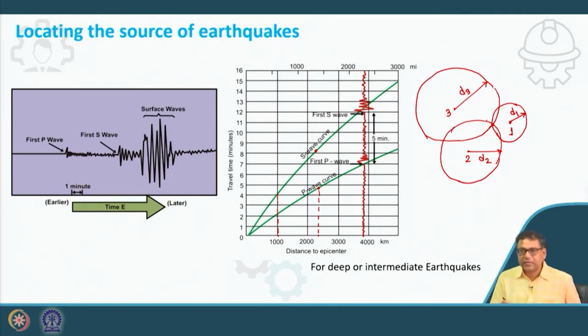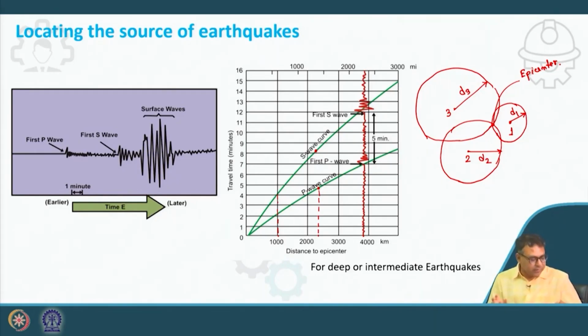In that case, a small triangle will be generated. The centroid of that small triangle will be the epicenter in such a case. But if they pass through a single point, then it is okay. Otherwise, the centroid of that triangle will be the epicenter. So this is my epicenter. Clear? So this way I can locate the epicenter of an earthquake.